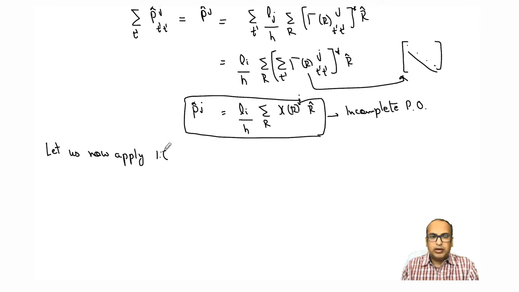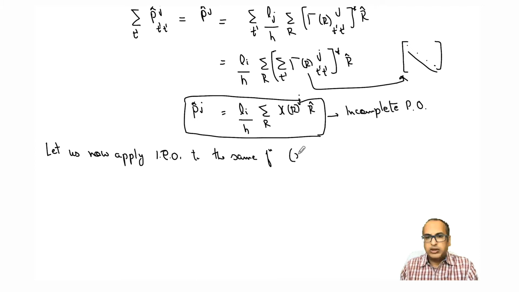So let us now apply the incomplete projection operator to the same function, which was xz plus yz plus z square. Even though we are taking the incomplete projection operator, the summation over all R still stands, and we cannot leave out the class elements, because the effect of different symmetry operators is different, even though they belong to the same class, their effect can still be different.